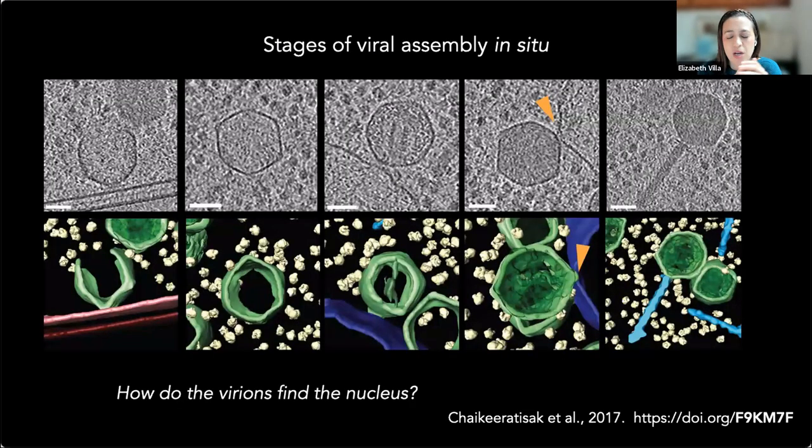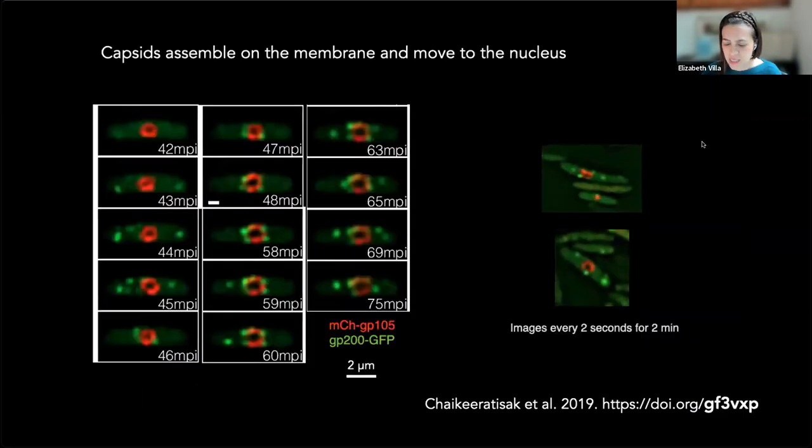All right, so we were curious about how the virions find the nucleus. I'm going to go a little bit quick through that part because I'm mindful of the time. But the capsids assemble at the inner membrane. Somehow they find this nucleus. They get their inner body, all the DNA injected, and eventually they graduate. But the question is, how do they get into the nucleus? How do they find the nucleus?